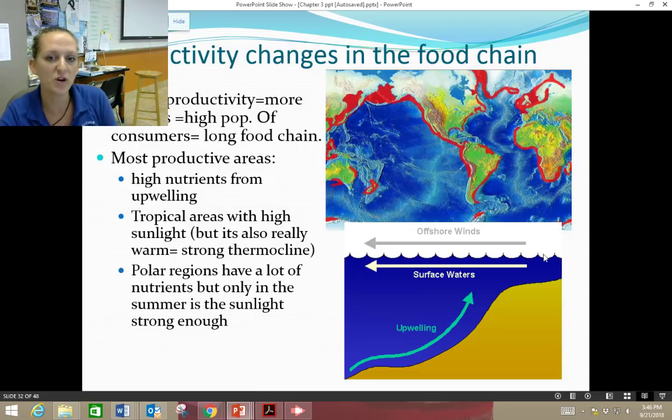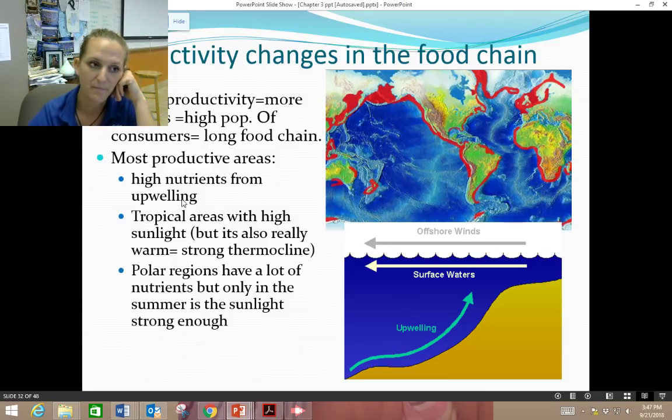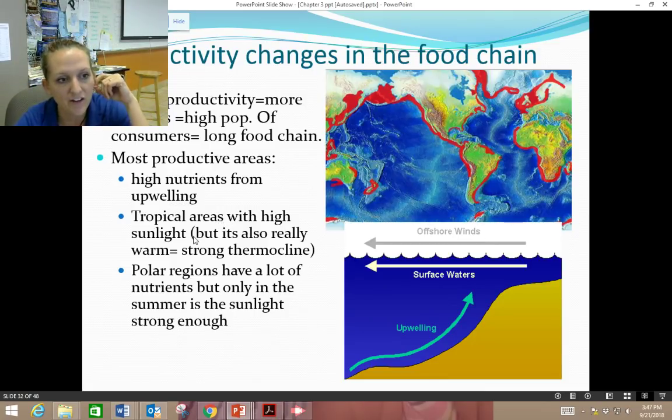So we have offshore winds pushing our surface waters. Now we have this pocket of, we need water here. Water has to take its place. So water from the bottom will come up. And this water at the bottom has a ton of nutrients, comes to the surface. That is upwelling.